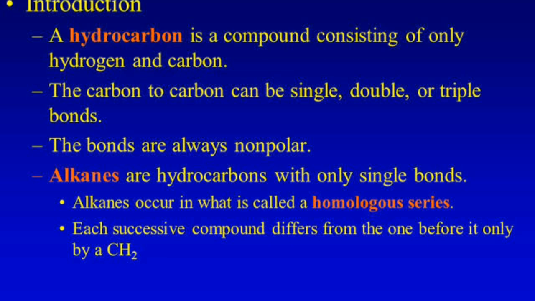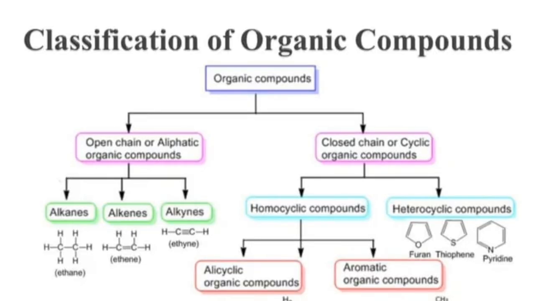Now, let's move on to the classification of hydrocarbons. Hydrocarbons are broadly classified into two: open chain compounds and closed chain compounds. Open chain compounds are further classified into saturated and unsaturated compounds. Saturated compounds are also referred to as alkanes. Unsaturated compounds are further classified into alkenes and alkynes.